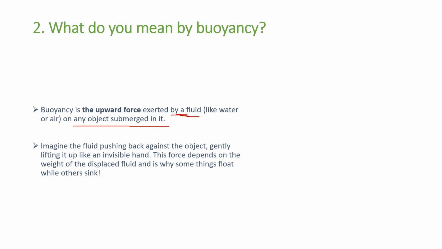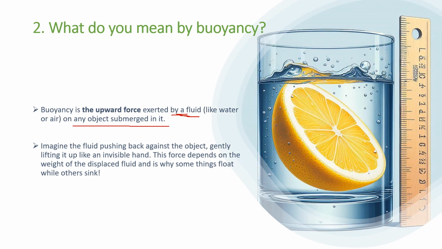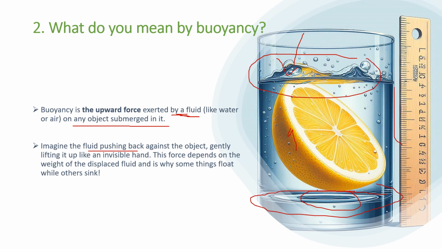You can also take an example of fluid pushing back. For example, this is a lemon piece. You just put it inside. See, it's not touching the ground. If it is very, very light, maybe it is floating. Somewhere it's in between, right? Imagine a fluid pushing back against the object. The fluid is pushing it up, right? Remember, buoyant force, this upward force, gently lifting it up like an invisible hand, gently pushing it up.